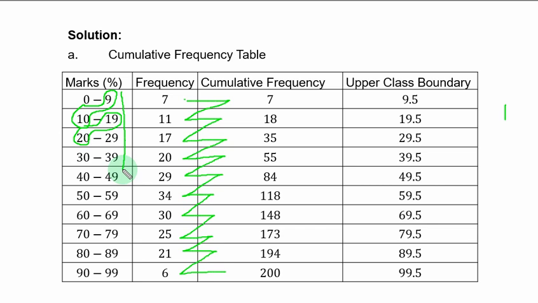Here we are adding. So 9 plus 0.5, you have 9.5. 19 plus 0.5, you have 19.5, and so on. Let's jump to 99 plus 0.5, you have 99.5. Next thing, you plot cumulative frequency against the upper class boundary, and that gives the cumulative frequency curve, also known as ogive.